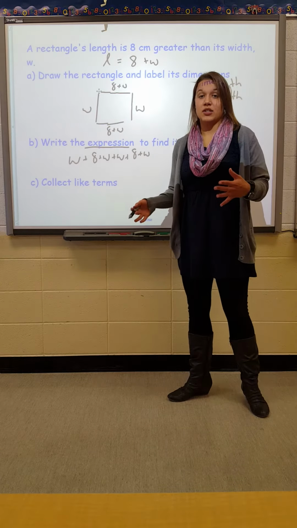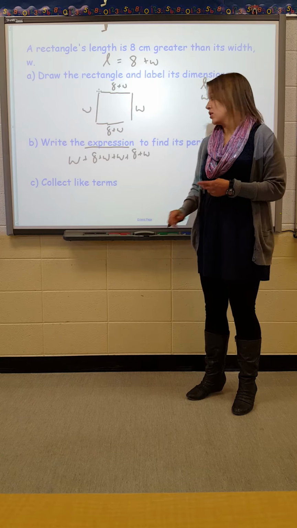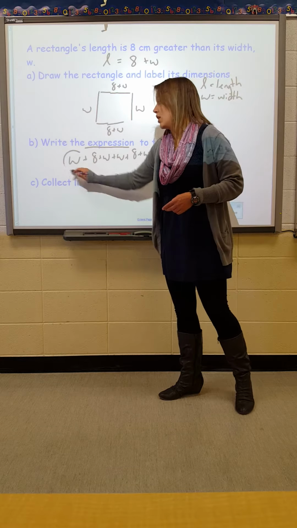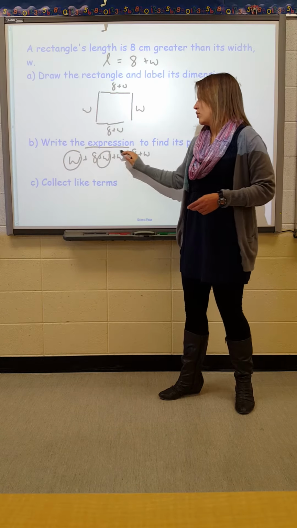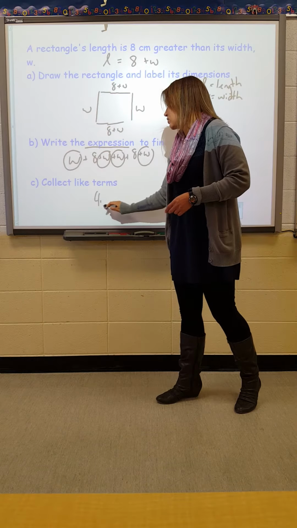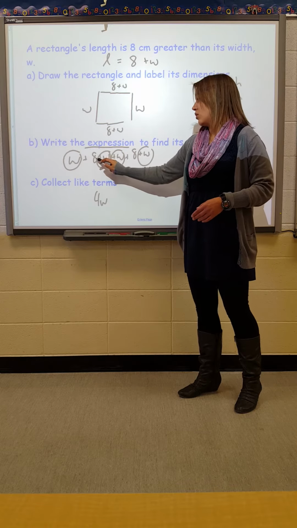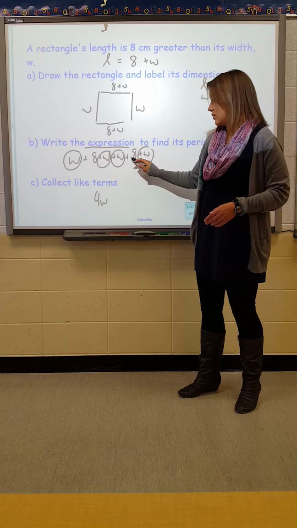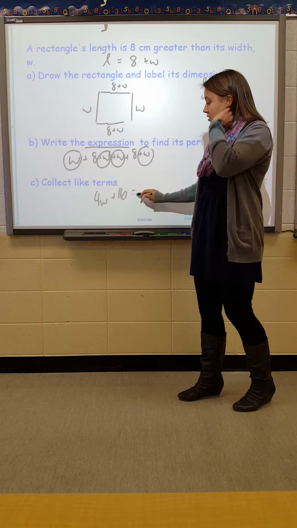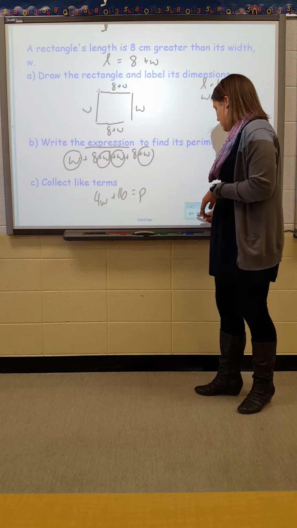Finally, we collect like terms. So remember, like terms have the same variable, same exponent. So in this situation, we have W. So how many W's are there? Well, there's 1, 2, 3, 4 W's. So we write 4W, and then we add our other ones. So our constant terms, 8 plus 8, which is 16. So that would be my final answer for the perimeter. Okay, so that's one example.